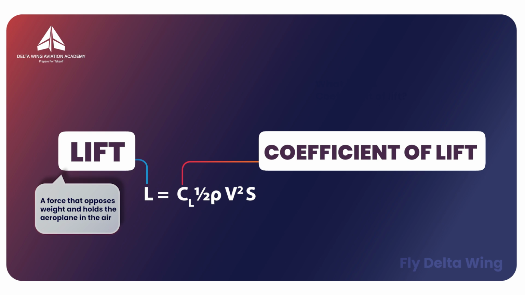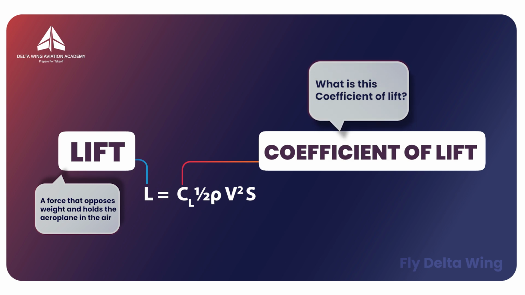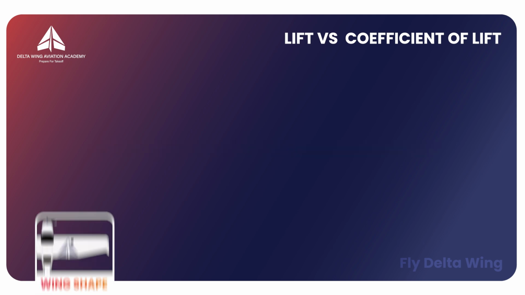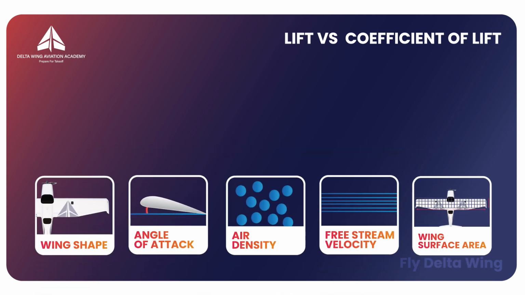So if lift is a force that opposes weight and holds the airplane in the air, then what is the coefficient of lift? By running experiments on wings, it's been shown that lift depends on several factors. These factors are wing shape, angle of attack, air density, free stream velocity, and the wing surface area. So how do these factors fit inside the lift formula?